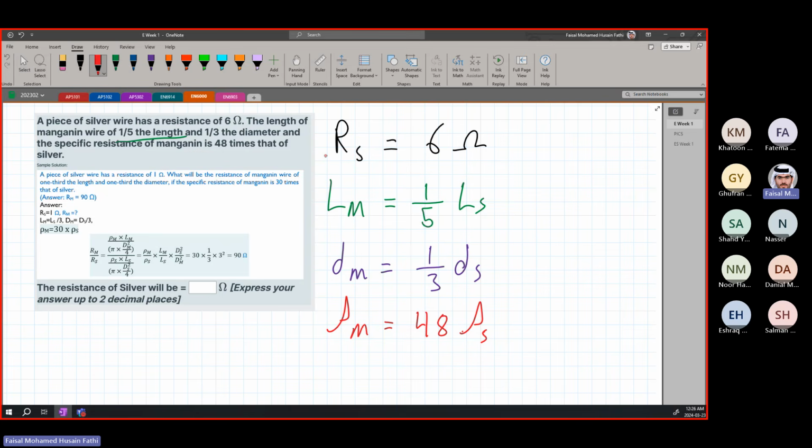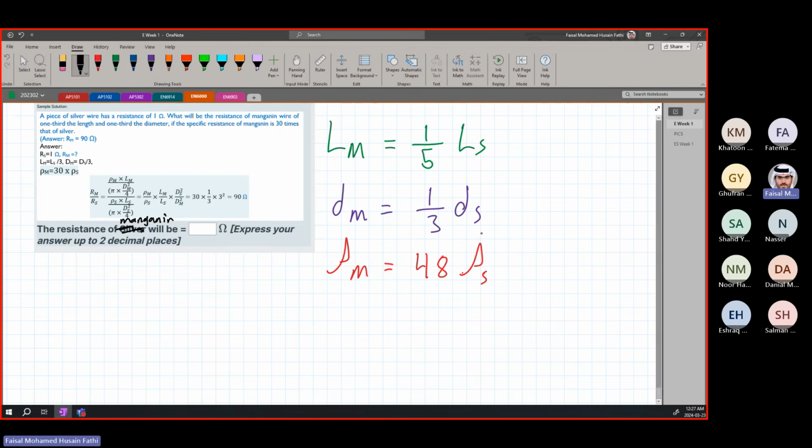They're not saying these are in parallel or anything. They just want us to find the resistance of silver directly. This isn't silver, actually. They want us to find the resistance of manganese because they gave us the resistance of silver. All right? So they want us to find the resistance of the manganese. So what is Rm? Rm is what we are trying to solve for.